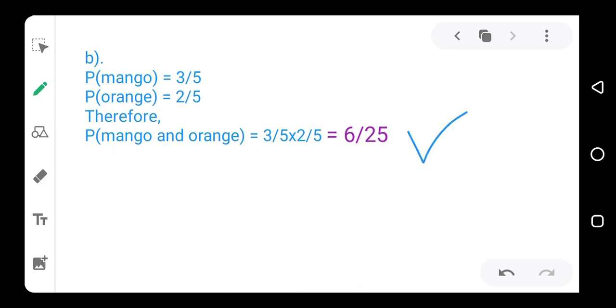So you can now see that the dependent event without replacement and dependent event with replacements will always give us different results. When you are given questions to solve, you should be careful enough to notice whether it is with replacements or without replacements.